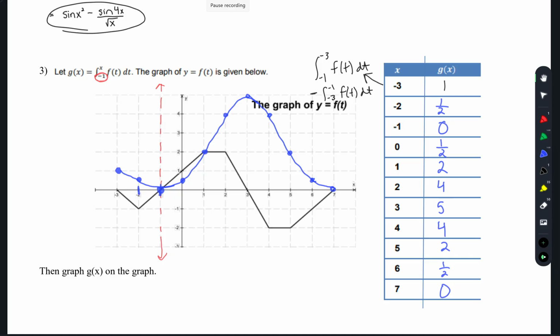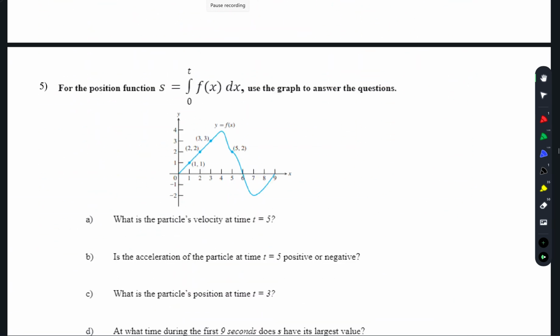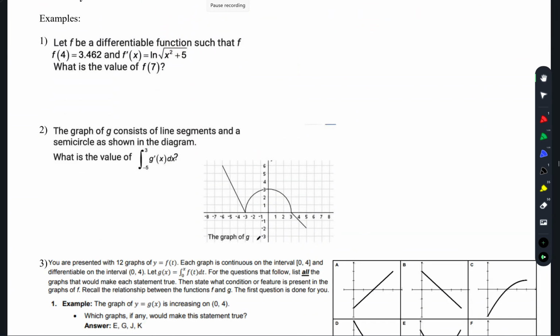So for this one, starting at -1, this is kind of an ambiguous case. It's not really applied to anything. Whereas this one could be, where is it? Where do we go? There she is. Okay, this guy. So if f is a differentiable function such that f of 4 equals 3.462, and then you're given f prime, what's the value of f of 7?